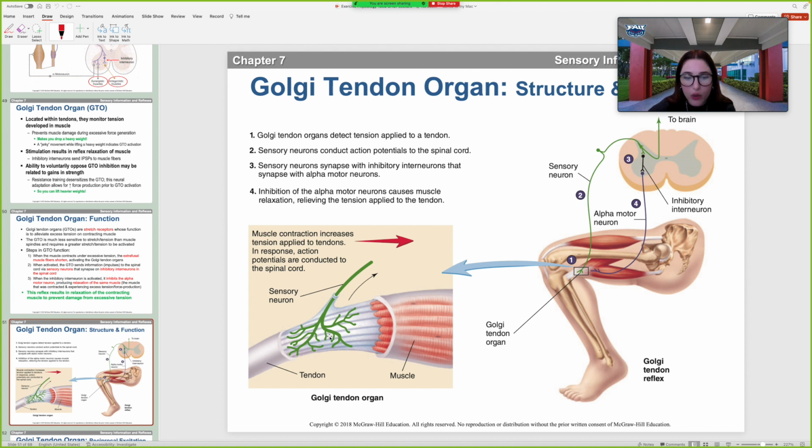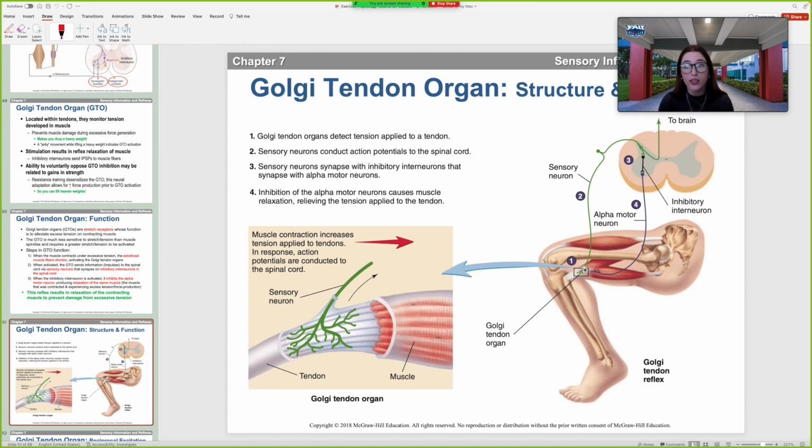So here's our GTO, right? It's in the tendon, the Golgi tendon organ. And there's that sensory information, right? It's sensing that tension, and then it's going to send that information to the spinal cord. Okay, so step 1: the Golgi tendon organ detects tension applied to the tendon, right? There's too much tension here. I think we're going to get damage. I think we need to relax, right? The GTO is sending all that sensory information.